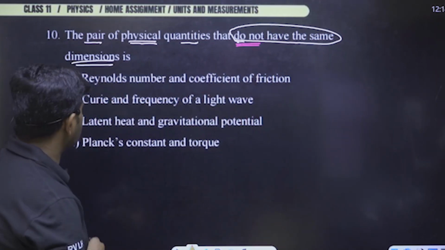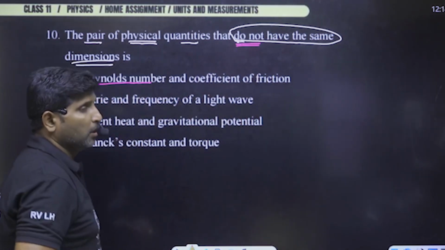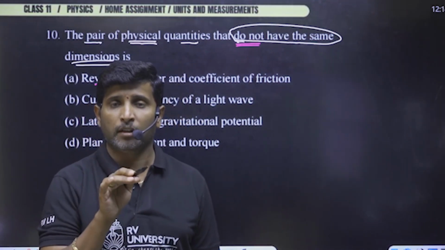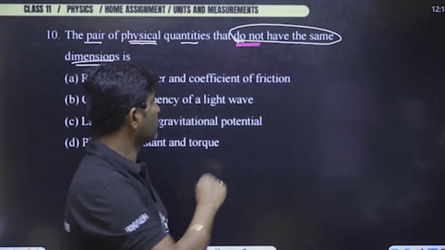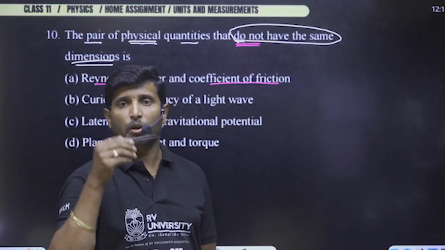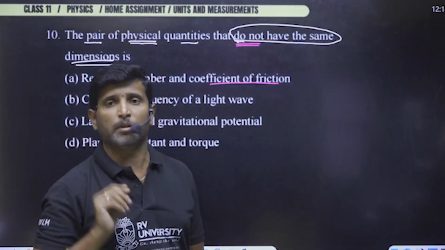Okay, so see here, Reynolds number is a dimensionless number which is used to find the nature of fluid flow. Coefficient of friction mu is equal to the frictional force divided by normal reaction force.